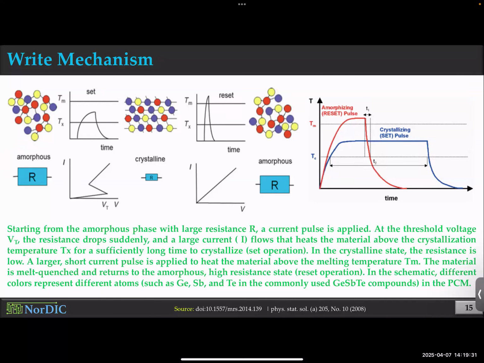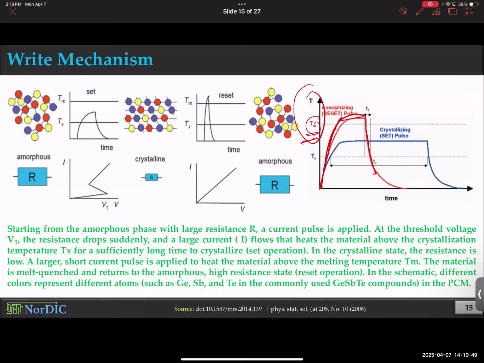Then we also discussed the high-level process of switching from crystalline to amorphous. In one case, you use a current pulse, but it's a very sharp current pulse. So you increase the current quite rapidly, which increases the temperature rapidly and takes it beyond the melting temperature. So you melt it quickly and you don't give it enough time to cool down.